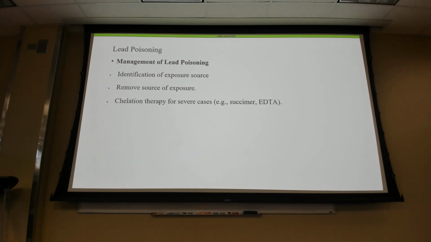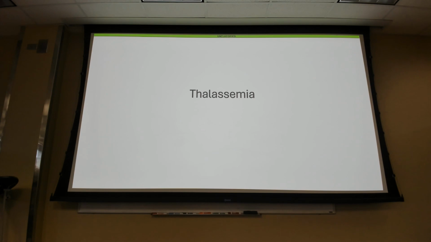Management. Identify the source. When possible, obviously you want to figure out what the source is. What are they being exposed to so I can stop that, right? Because if you're treating somebody and they're still getting exposed every day to the same source, are you solving the problem set? Probably not, right? So remove the source and then chelation therapy. Easy day. Iron, sideroblastic anemia with a similar-ish. Right? Any questions? No questions. What is wrong with you guys?